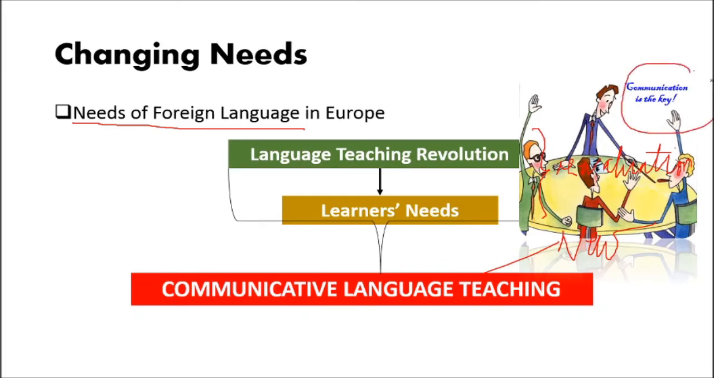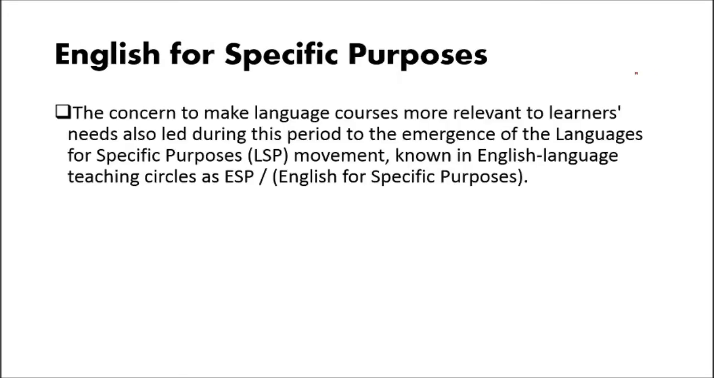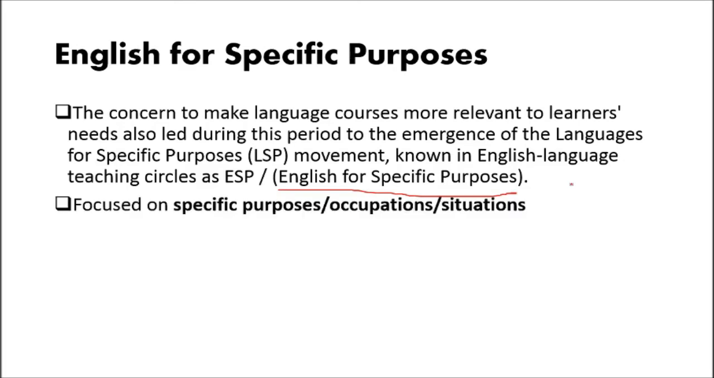The concern to make language courses more relevant to learners' needs also led during this period to the emergence of the Languages for Specific Purposes, LSP, movement, known in English language teaching circles as ESP or English for Specific Purposes. In contrast to students learning English for general purposes, for whom mastery of the language for its own sake or in order to pass a general examination is the primary goal, the ESP student is usually studying English in order to carry out a particular role, such as that of a foreign student in an English medium university, flight attendant, mechanic, doctor, and/or other professionals.